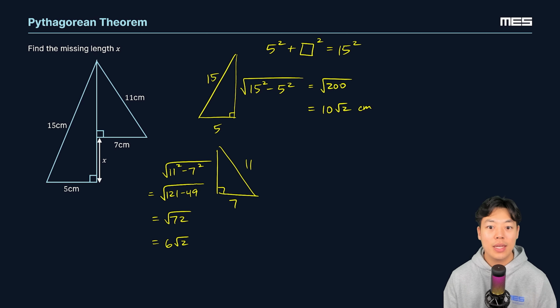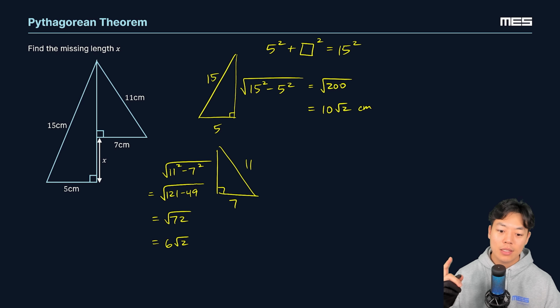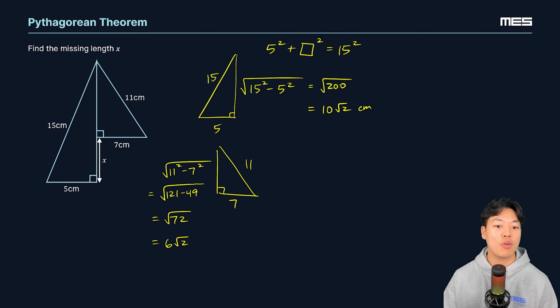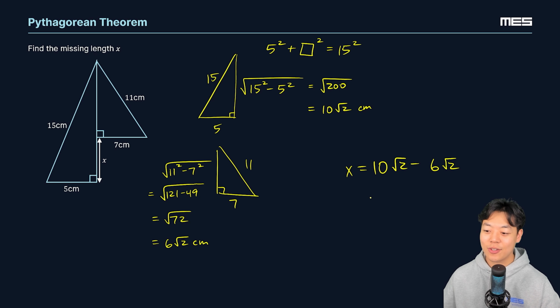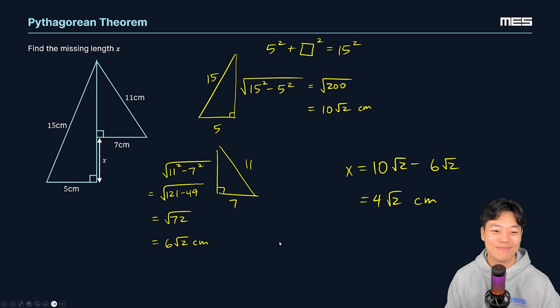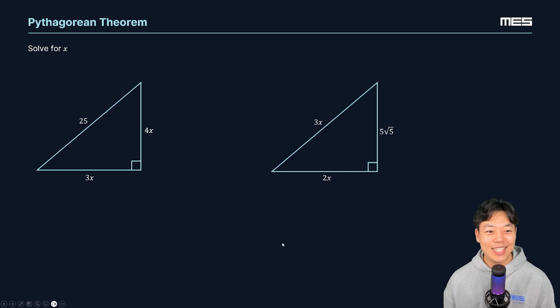Now, if you're struggling with simplifying radicals, you need to work on your multiplication tables or just prime factorizing, right? Prime factorizations. 72 is 36 times 2, and the square root of 36 is 6. That's where we got that 6 from, and the 2 stays within the radical, centimeters. So x will simply be 10 radical 2 minus 6 radical 2, and we get a very nice answer of 4 radical 2 centimeters.